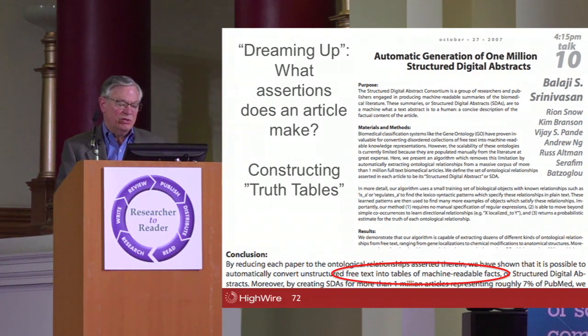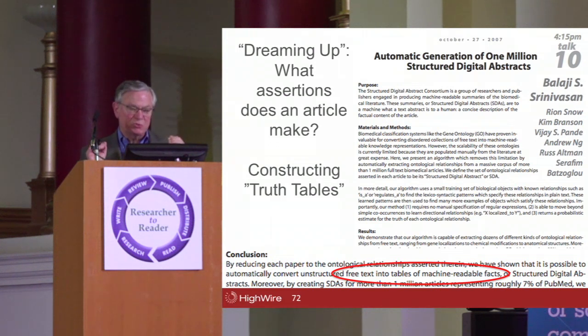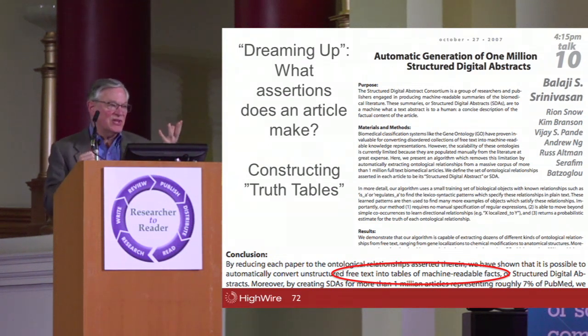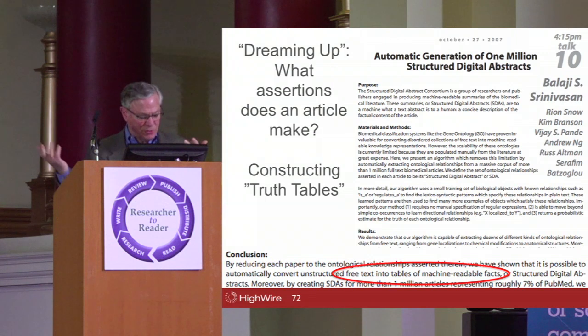And what the researcher in computer science was doing was writing software that would decompose an article into the assertions it makes, the assertions about the natural world, and then construct a truth table made up of those assertions. And it was important that the assertions had directional relationships between the entities. So this was not just breaking it up into concepts or keywords or lists of genes or proteins.